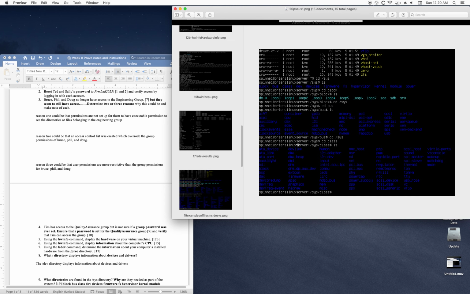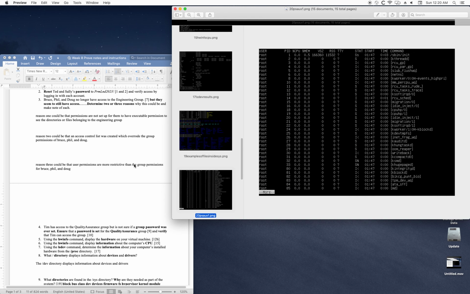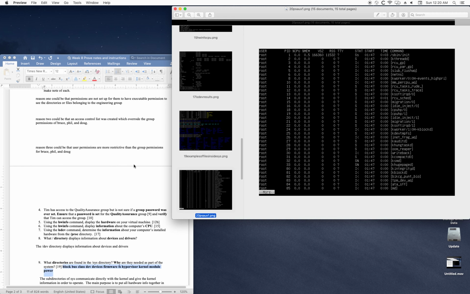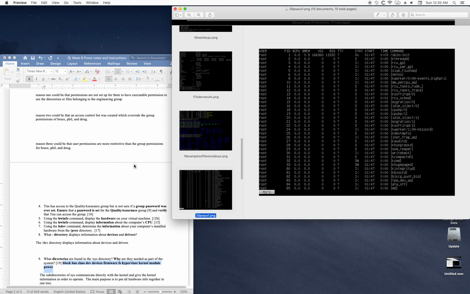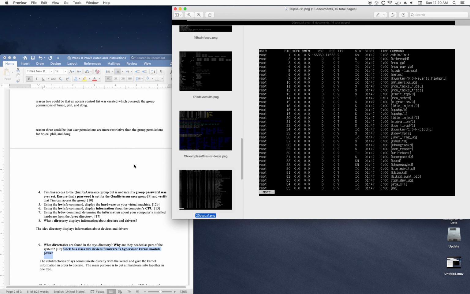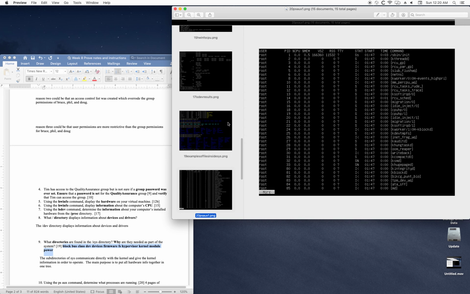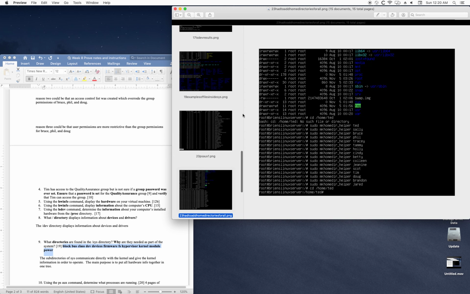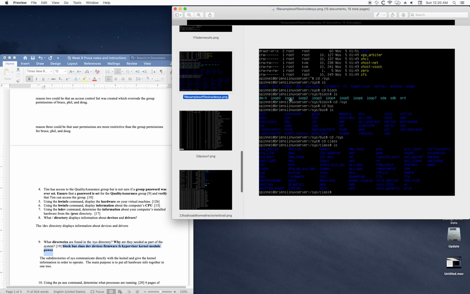It's the dev directory. What are in the sys directory? Block, bus, class, dev, devices, firmware, FS, hypervisor, kernel, module, power. And why are they needed? And let's see. And there they are right there in the blue, right towards the top middle.